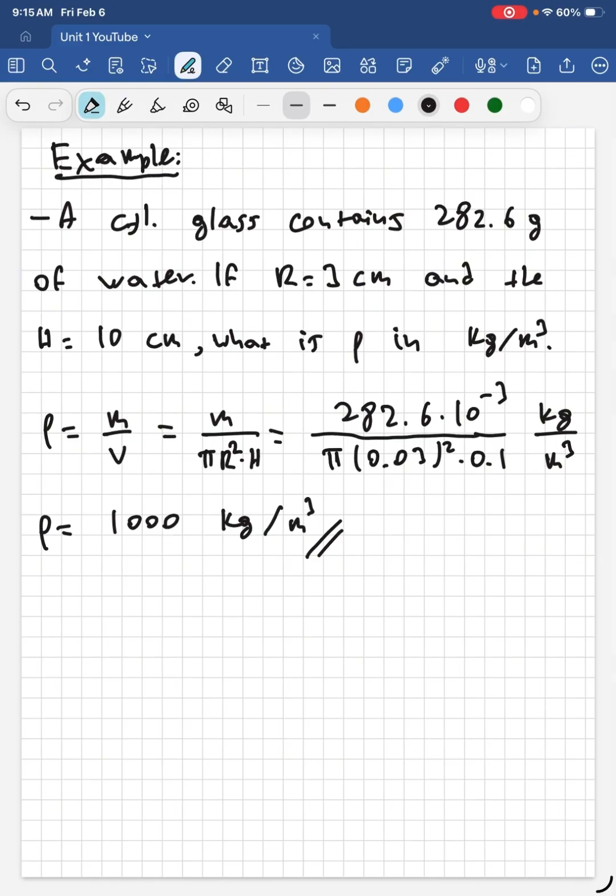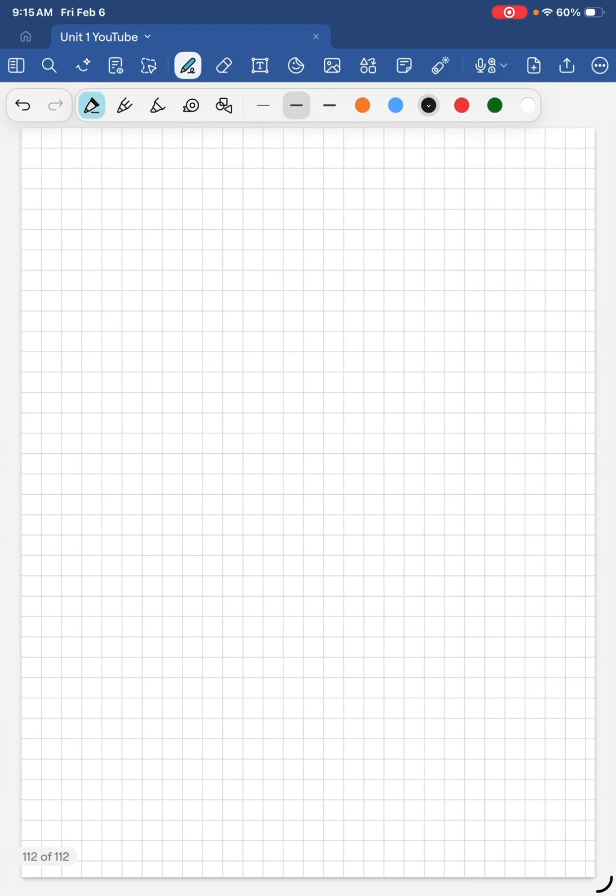Let me write a list of common materials and their density. So these are materials it's good to know their density. Just as a reference, I mean, it's good to have it in your mind in case you're working on something. So common materials and their density.